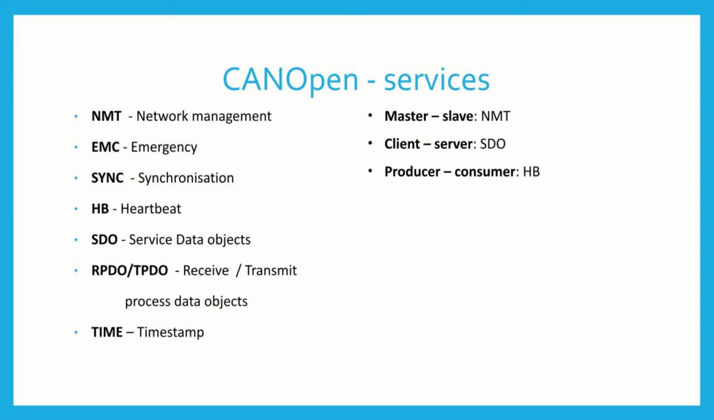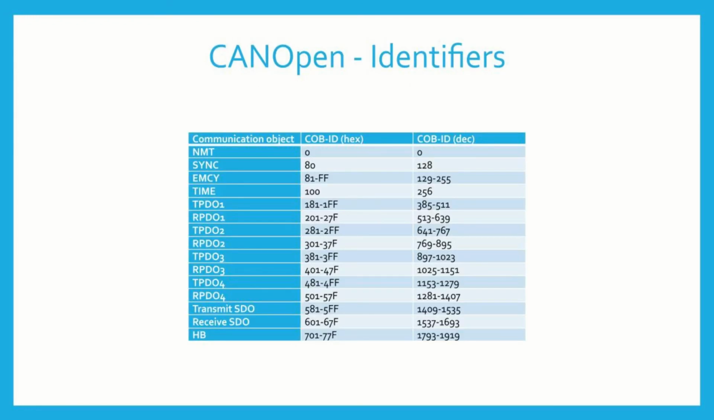We are also speaking about producer-consumer dependency in case of a heartbeat message. One device could be a producer and a consumer of the message consequently. This is the case of heartbeat, emergency, and synchronization objects. Services are distinguished by IDs, which specify a priority of a message. The ID of a message must fit into a range for this message, as seen in this picture.